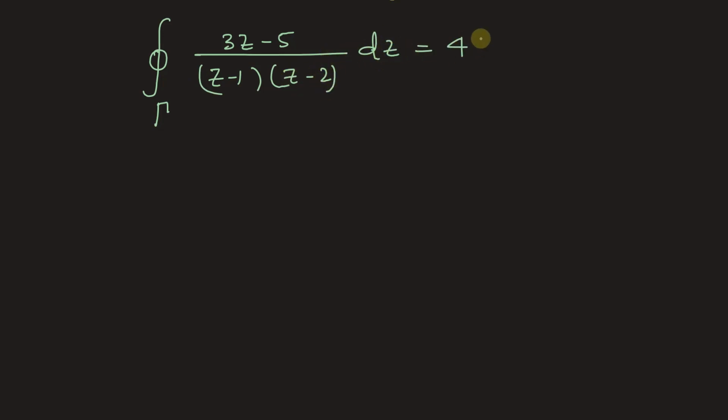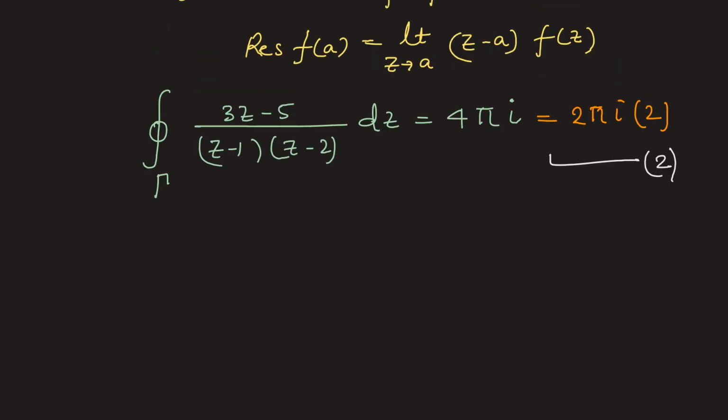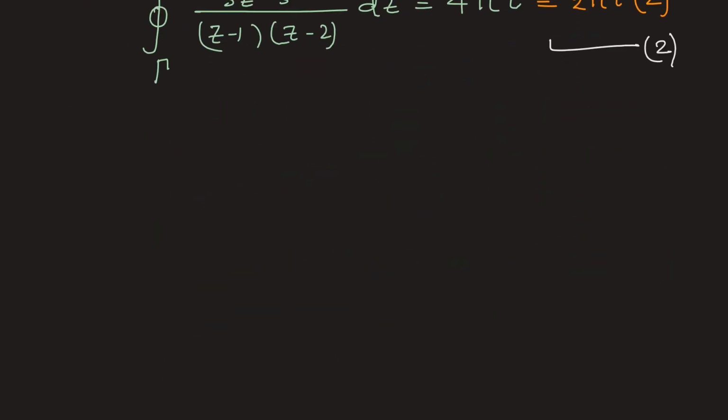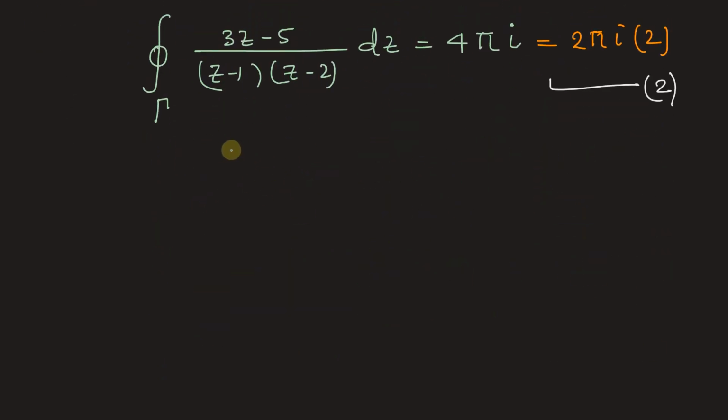So in the problem, it is given the closed integral on the curve gamma of (3z minus 5) divided by (z minus 1)(z minus 2) dz is equal to 4 pi iota, which we can also write as 2 pi iota into 2. Let's say this is equation number 2, and let the Cauchy residue theorem be equation number 1. If we compare equation 1 and equation 2, we can see that the sum of residues is equal to 2.